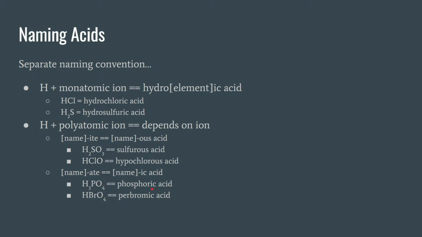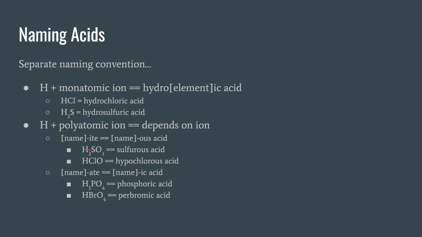Note, yes, it's a little bit inconsistent. It's not phosphic acid, it's phosphoric acid. This is perbromate, so it becomes perbromic acid. So this is another set of names for you to learn how to deal with. Fortunately, you're already familiar with the polyatomic ions, so this is not going to be too difficult, I hope.